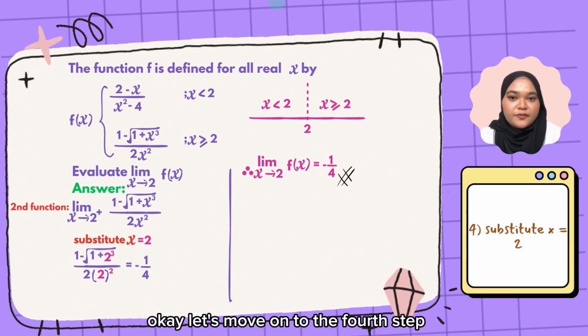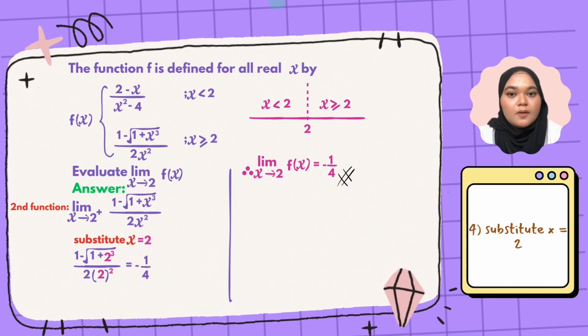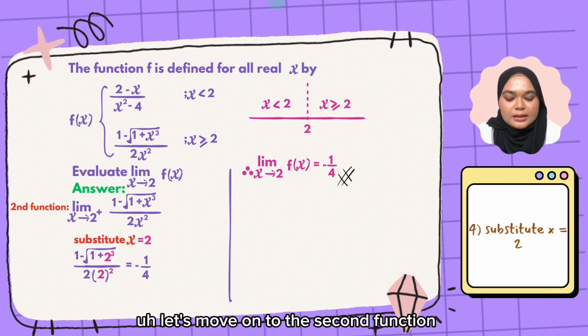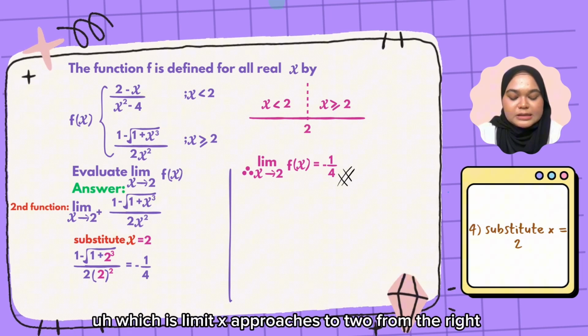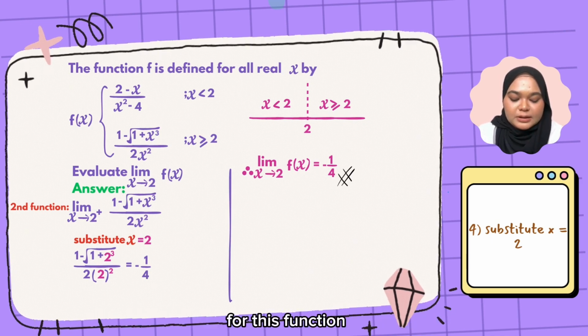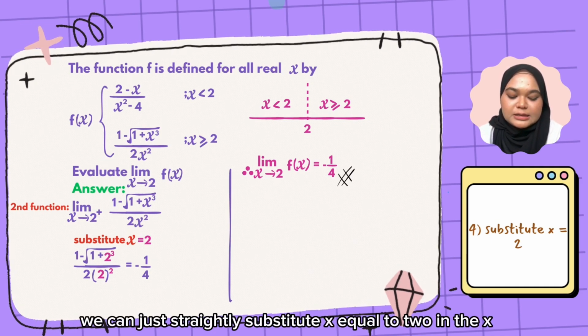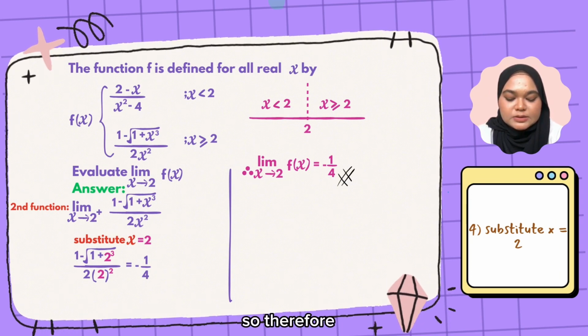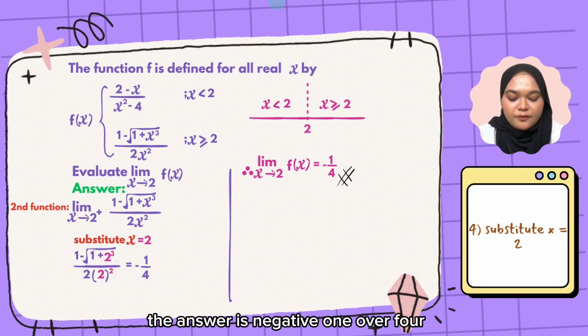Let's move on to the fourth step. For the fourth step, we move on to the second function, which is the limit as x approaches 2 from the right. For this function, we can just straightly substitute x equal to 2. So therefore, the answer is negative 1 over 4.